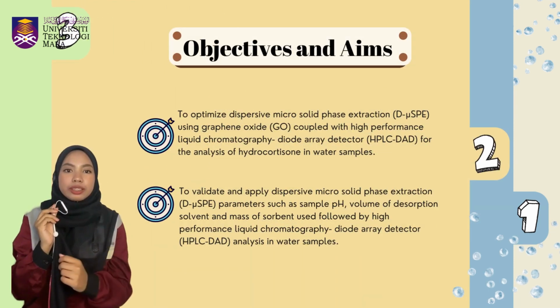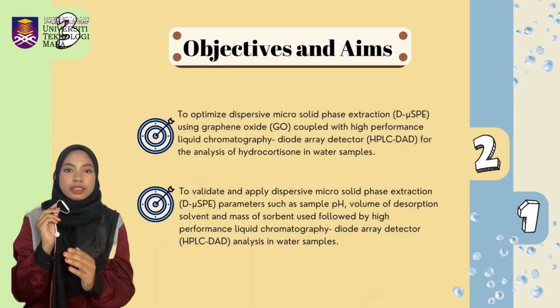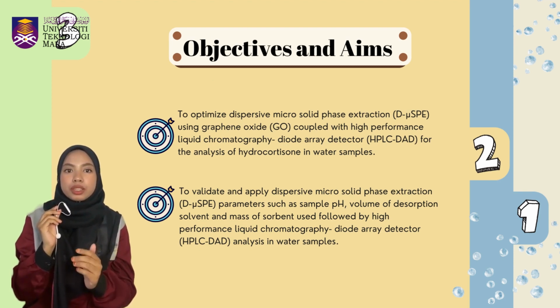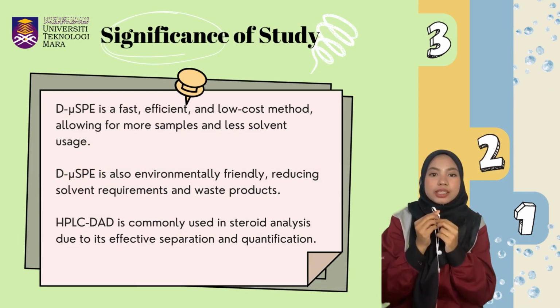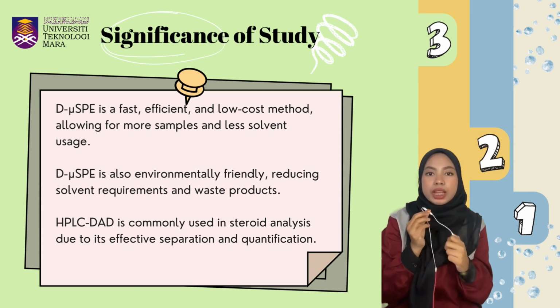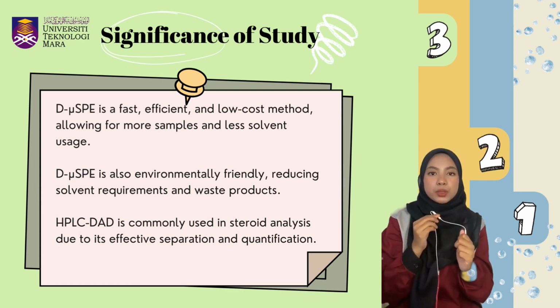There are two objectives I tried to achieve in this study. First is to optimize D-µSPE using graphene oxide coupled with high-performance liquid chromatography (HPLC). Second is to validate and apply several D-µSPE parameters such as sample pH, mass of sorbent, and volume of desorption solvent.